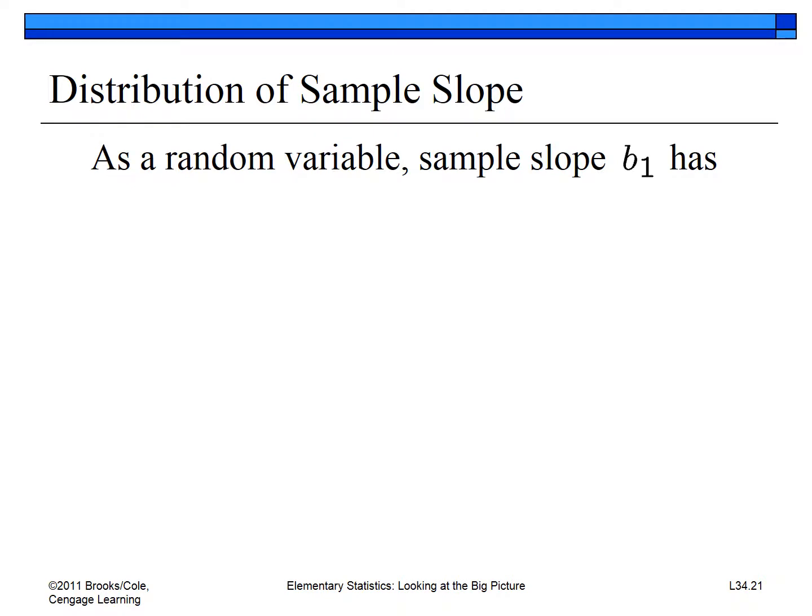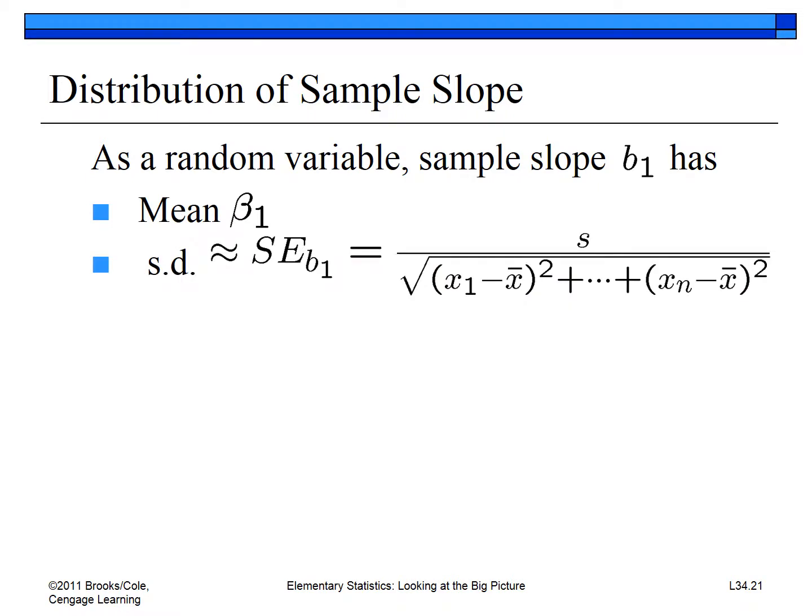Well, you can take it for granted that the sample slopes have mean equal to whatever the population slope is, and standard deviation approximately equal to the standard error for B1. That's the standard error for the sample slope, which is computed in this way. It's S, that's the typical residual size, divided by the square root of the sum of the squares of the deviations of the x's from their mean. Whew, that's awful. Don't worry, you won't have to compute that by hand.